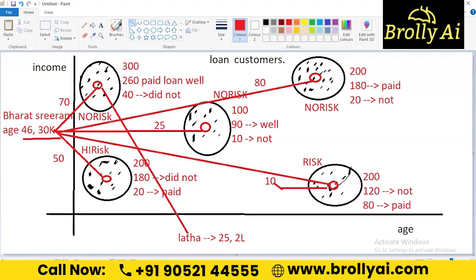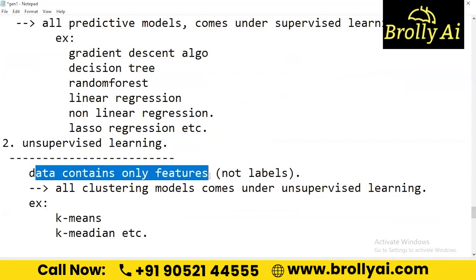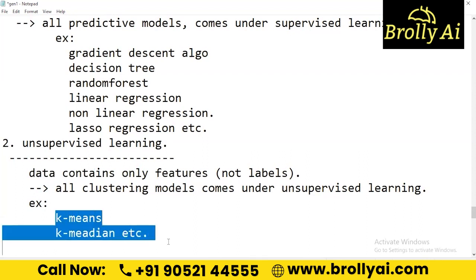So this is unsupervised learning. Look into this unsupervised learning: the data contains only features, but not labels. So what are the clustering algorithms? We have k-means, k-median, and other clustering algorithms also. One by one, I will list them later. These models come under unsupervised learning.